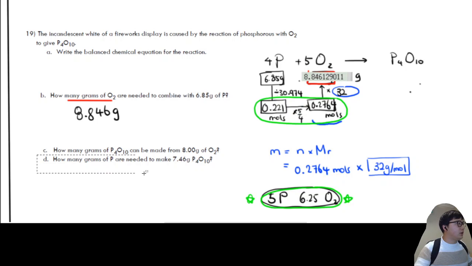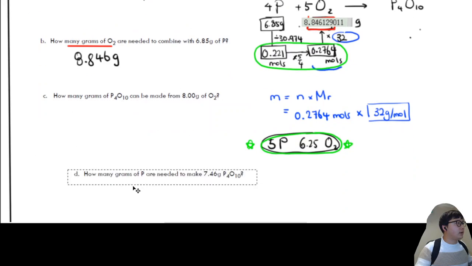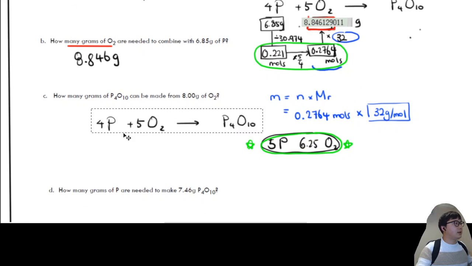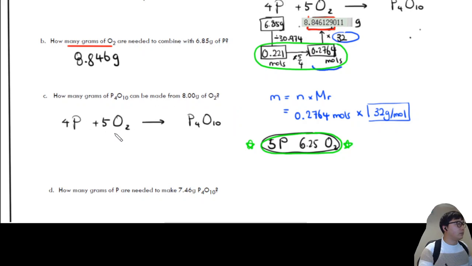Now, question C. Another chance for you guys to try this mass-to-mass stoichiometry. How many grams of the product are made from 8 grams of oxygen? So you guys have 8 grams. Got to convert that into number of moles, and then figure out number of moles, and then figure out the amount of mass. All right?